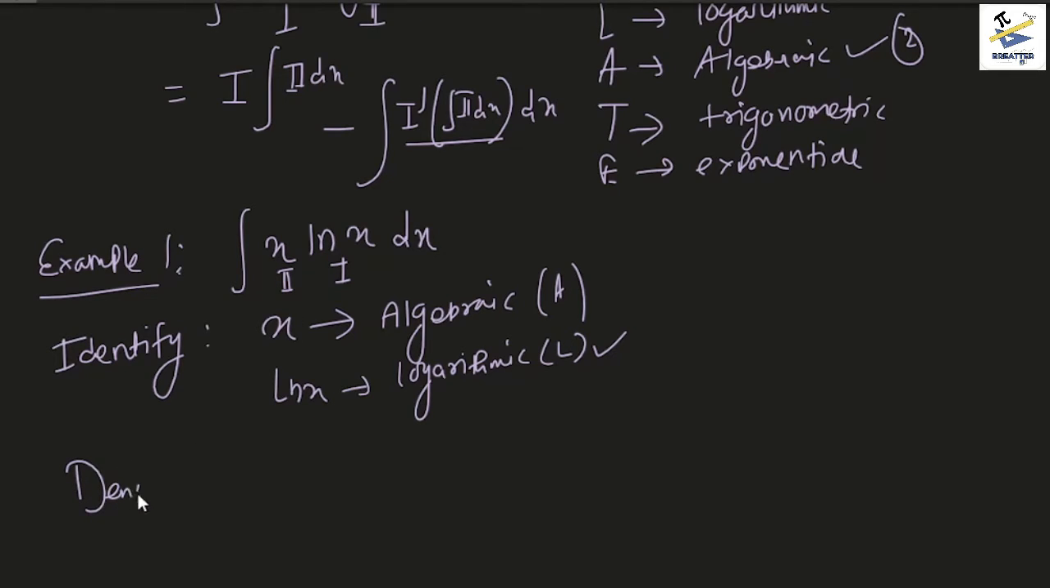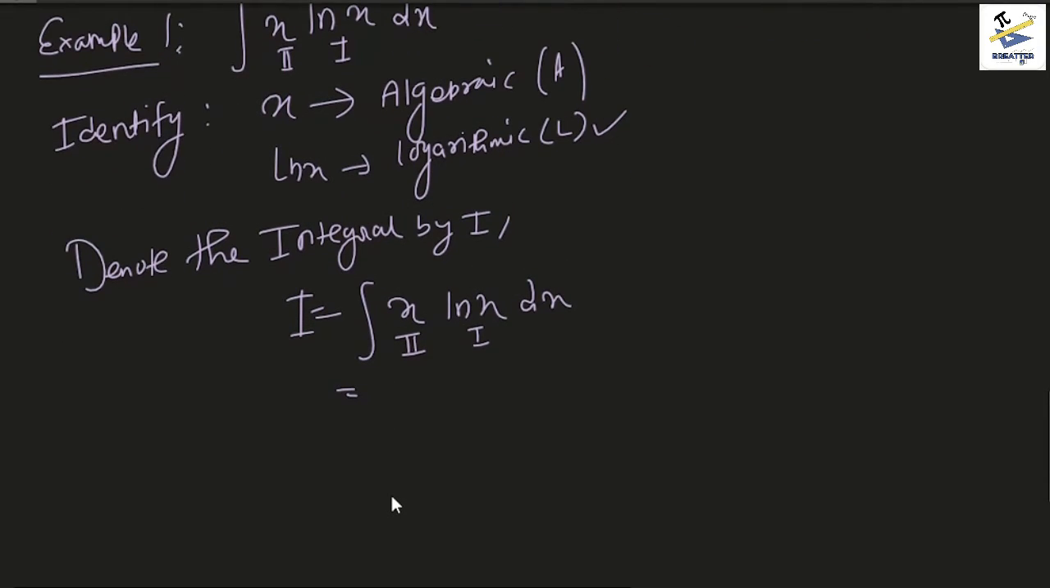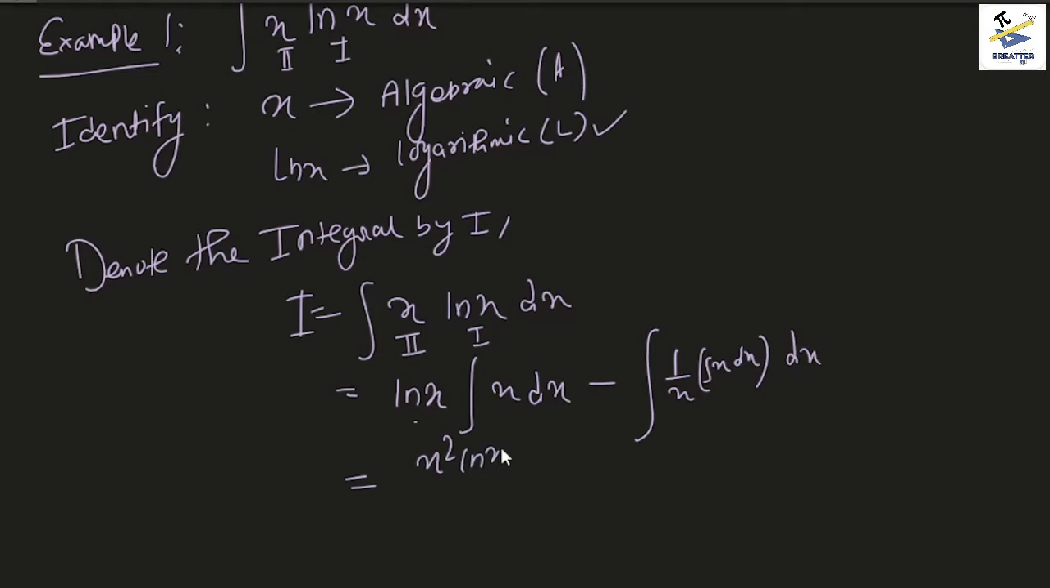So denote the integral by I, and what we get here is I equals the integral of x log x dx. Given that we are denoting log x as the first function and x as the second function, we should have first function into integral of second function, minus integral of derivative of first function, which is just 1 by x, into integral of second function. So the integral of x dx is just x square by 2, right? So it should be x square ln x by 2 minus the integral of 1 by x, the derivative of log x, times x square by 2.